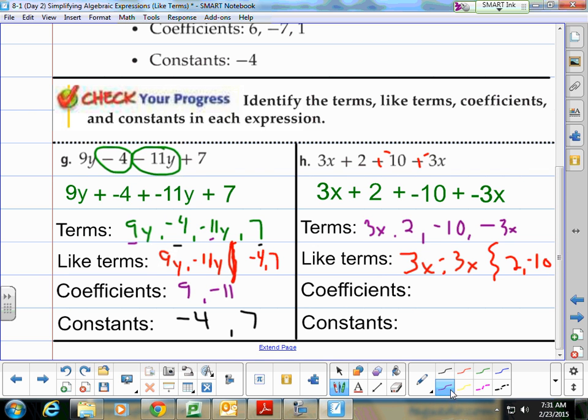The coefficients, the numbers in front of a variable, are 3 and -3. Remember, just the coefficient part, not the variable involved. And then the constants are the 2 and the -10. So not too bad. It's important to be able to identify the parts for when we get into the combining part.